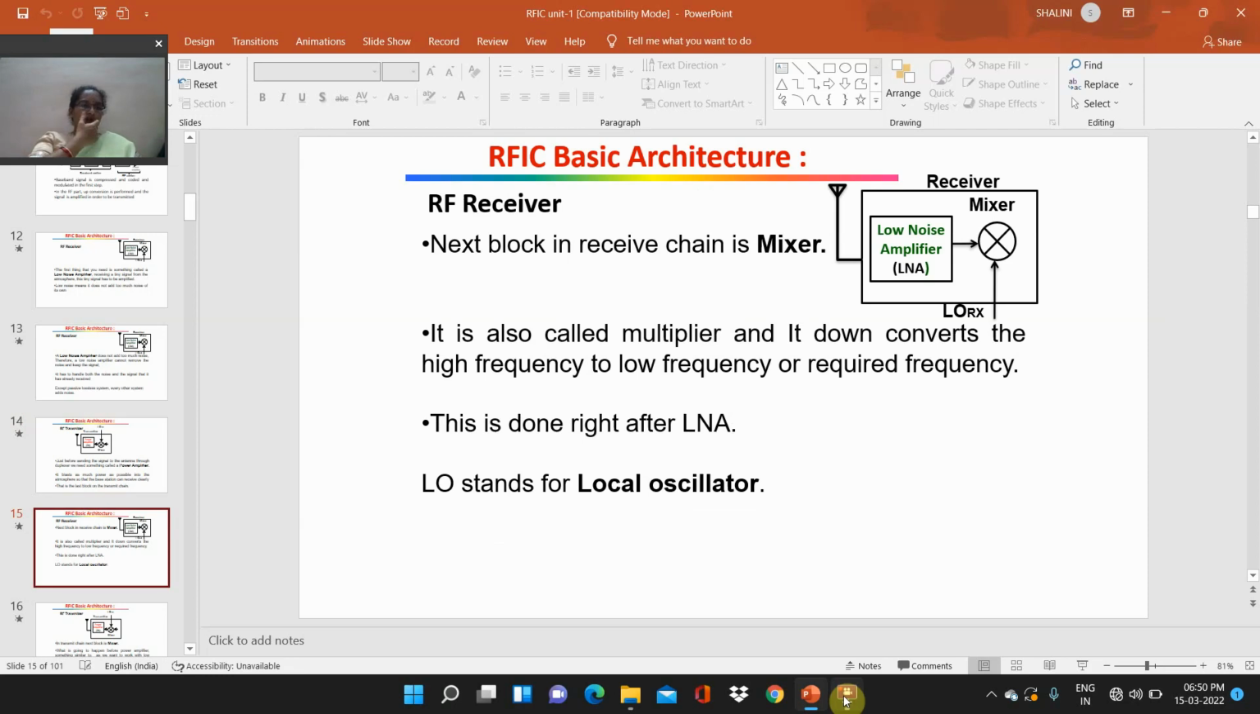What is in the RF receiver? The next block in the receive chain is the mixer. It is also called a multiplier, and it down converts the high frequency to a low frequency or the required frequency. This is done right after the LNA, the low noise amplifier. Also, one more thing, LO. So what is LO? Local oscillator. RX denotes the receiver section.